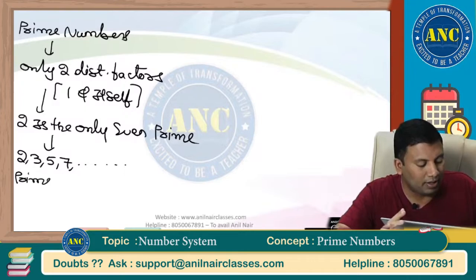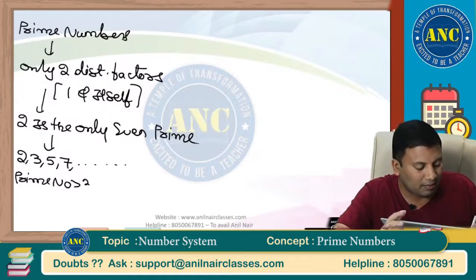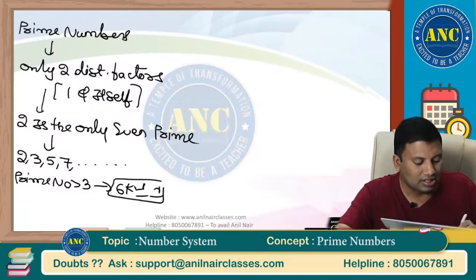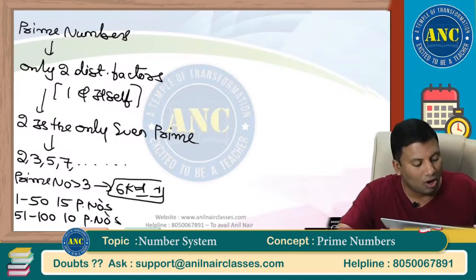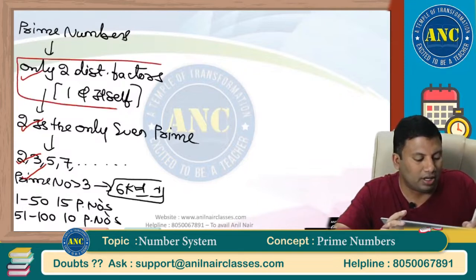So, any prime number greater than 2 is an odd number. It is of the form 2k plus or minus 1. Greater than 3, it is of the form 6k plus or minus 1. From 1 to 50, there are 15 prime numbers, and from 51 to 100, there are 10 prime numbers. These are some of the important concepts. All the problems we did are applications of these important key points.